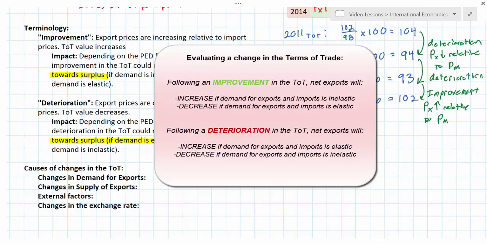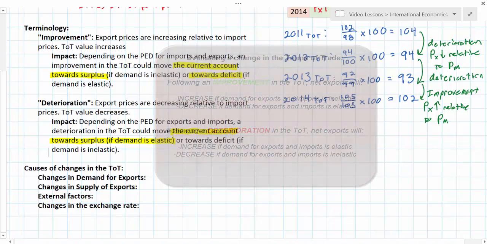A deterioration in a country's terms of trade can actually improve the level of aggregate demand in the country if foreign consumers' demand for that country's exports is elastic and if domestic consumers' demand for imports is elastic. On the other hand, a deterioration will actually worsen the current account balance if foreigners do not respond highly to the lower price of the country's exports, or if domestic consumers do not respond highly to the higher price of imports.